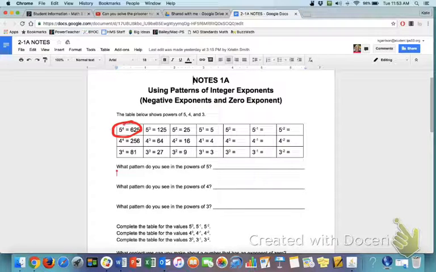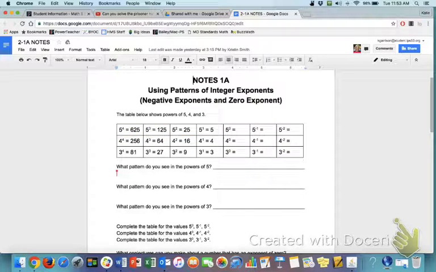5 to the 4th is 625, 5 to the 3rd is 125, 5 squared is 25, 5 to the 1st is just 5. So what I want you guys to notice is it looks like as the exponent decreases in value as it goes 4, 3, 2, 1, the value of the power is divided by 5.